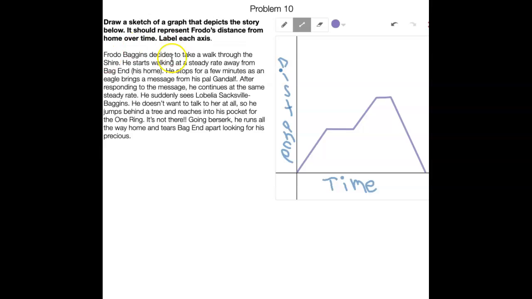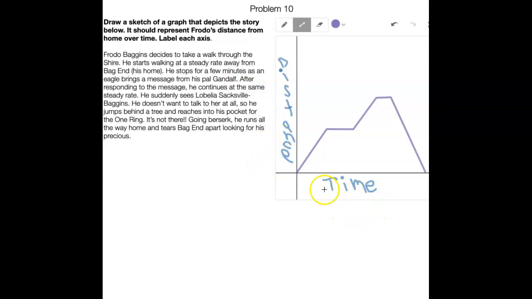And then this one. First of all, I got to give it up to Mr. Hinckley, because I love me some Lord of the Rings. So the fact that he wrote a problem like this, it's just funny to me. It's awesome. So Frodo, first of all, let's read this. Draw a sketch of a graph that depicts the story below. It should represent Frodo's distance from home over time. Label each axis.